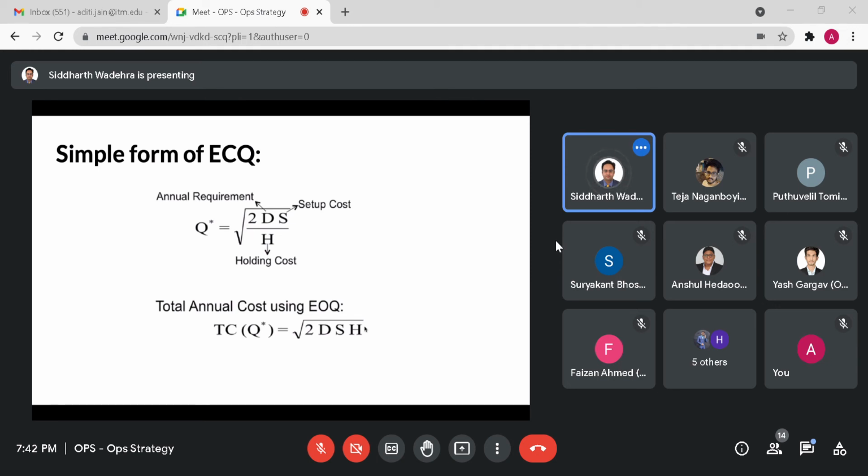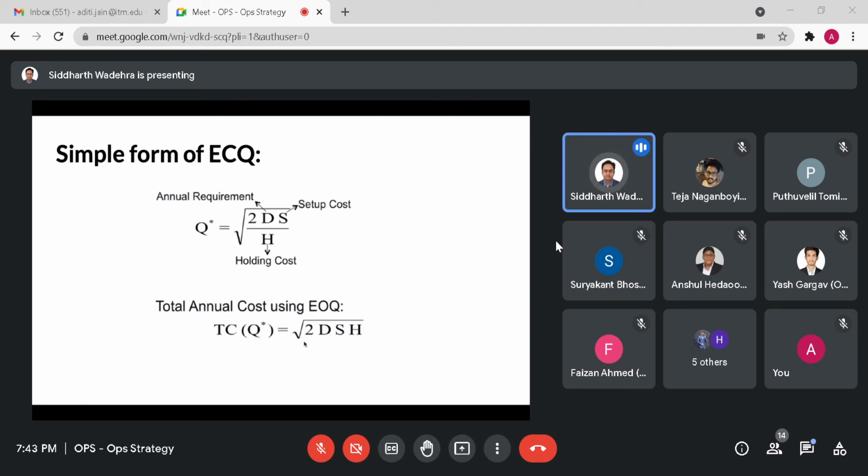Once you have your EOQ, given by Q star, your total annual cost using the EOQ can be calculated by the formula at the bottom of the screen. That's the square root of 2 times the annual demand times the setup cost for every time you place an order times the holding rate for your item. That way you'll be calculating the total cost if you were using your EOQ. So just remember the formula for Q star, and whenever you're asked about total costs, this would be the formula.